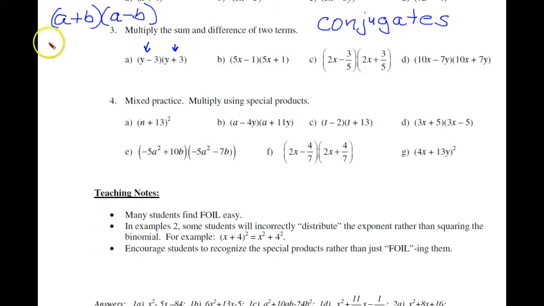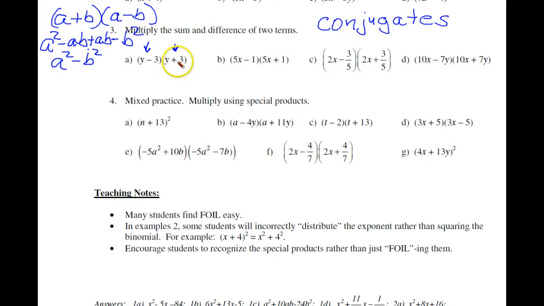Well, let's FOIL it. We get a squared. Our outers are a negative AB. Our inners are a positive AB. And our last, a negative b squared. Now notice what happens to the two middle terms. Since they're opposite signs, they are additive inverses of each other and become a zero. So when we multiply conjugates, we always end up with what we call the difference of perfect squares.